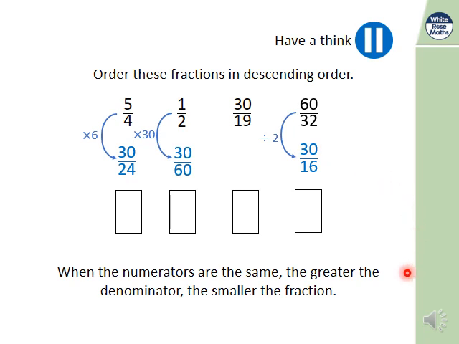And coming back to our rule at the bottom, when the numerators are the same, the greater the denominator, the smaller the fraction. So what would that order be if it was descending, largest to smallest? Well, the largest fraction then would be 60/32s. Then it would have been 30/19ths, then 5/4, and then 1/2. Well done if you managed to do those ones. Again, it's all about using your times tables and seeing what you can change your numerators and denominators to.